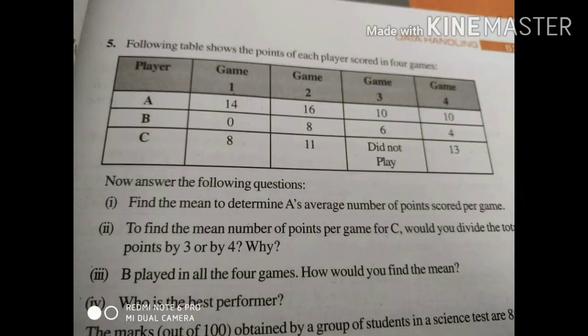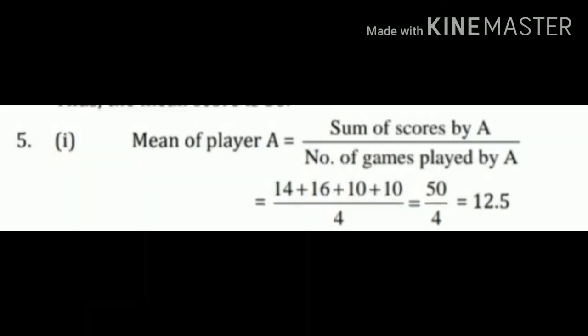In the fifth question, we have a table showing the scores of players A, B, C. Okay, now let's see what is the question. The first part says find the mean to determine A's average number of points scored per game. What is the formula for mean? It is sum of scores divided by number of games. Yes, so the answer will be adding all the scores of A and then dividing it by 4 because the total number of games played is 4. So the answer is 12.5.